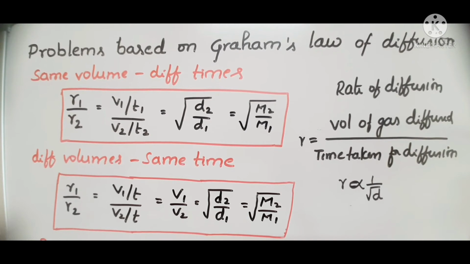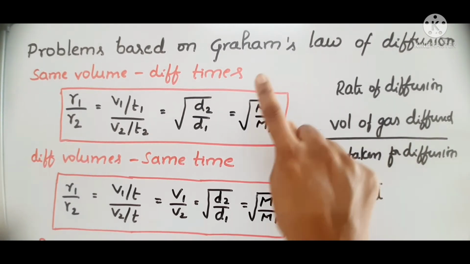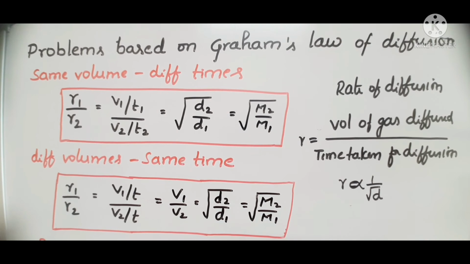Students, today we are going to solve some problems based on Graham's law of diffusion. What is this law statement? At constant pressure and temperature, the rate of diffusion is inversely proportional to the square root of its density.